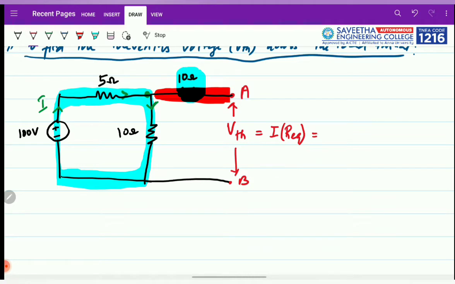I want to know the current actually flowing through this. So the VTH, which is the voltage drop across the A and B terminals, is nothing but the voltage drop across this 10 ohm resistance. Okay, the voltage drop across the 10 ohm resistance. So I would remove this and give you this.